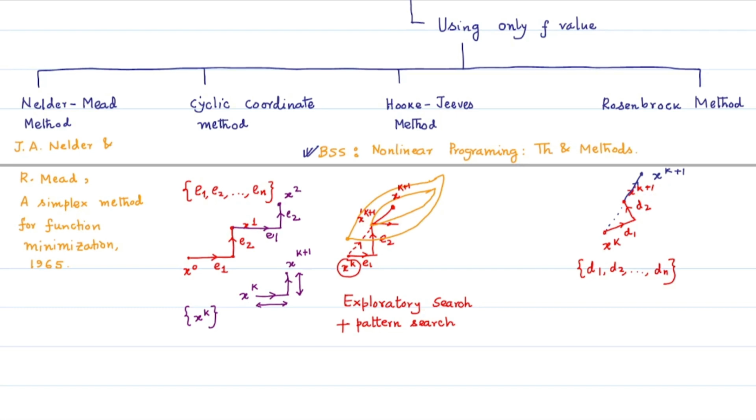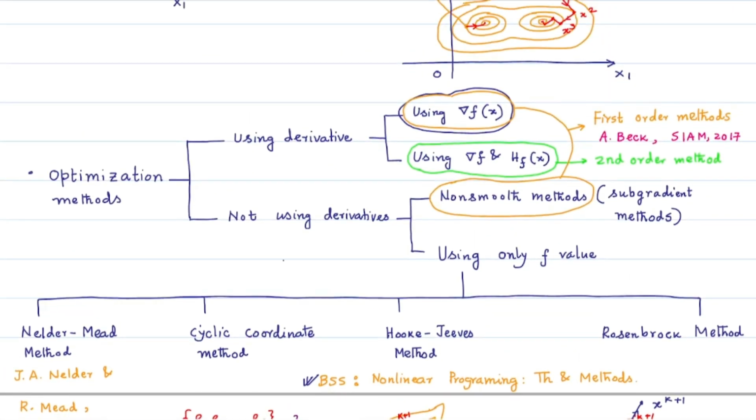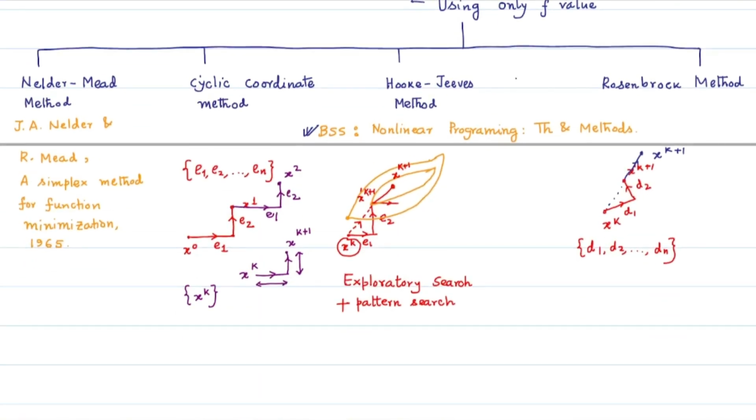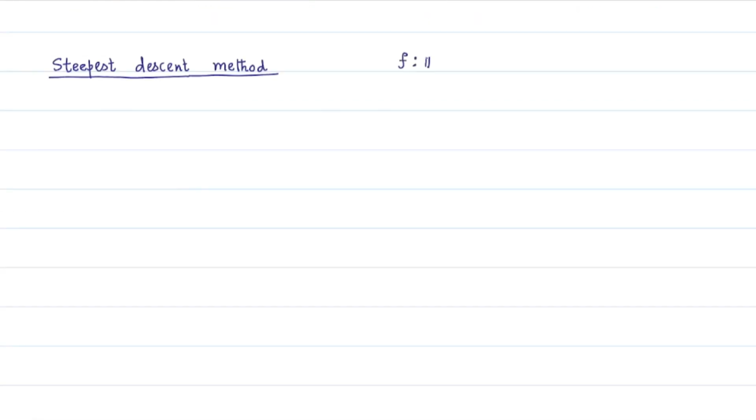Now next I will move towards the real agenda of this lecture, that is the steepest descent method, that falls into this category, the methods which use only the gradient of the function. Let me now move towards deriving the steepest descent method. Let us suppose we are given a function of several variables and the function has continuous first order partial derivatives.